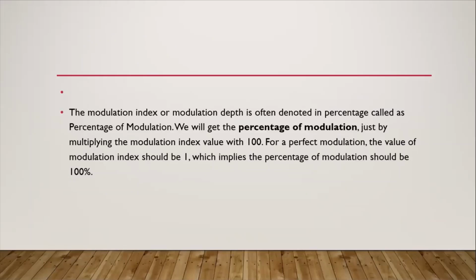The modulation index or modulation depth is often denoted as a percentage, called the percentage of modulation. We get the percentage of modulation just by multiplying the modulation index value by 100. For a perfect modulation, the value of the modulation index should be 1, which implies the percentage of modulation equals 100.